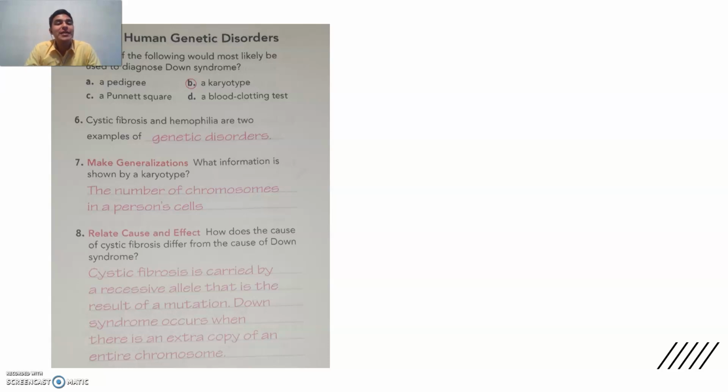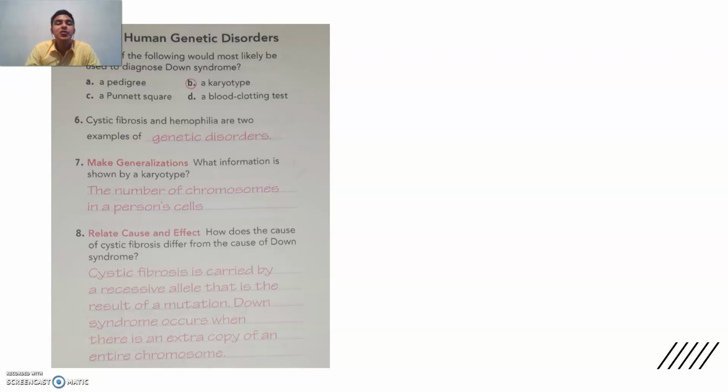Then we have question number 6. Cystic fibrosis and hemophilia are 2 examples of genetic disorders. Genetic disorders are modifications or changes in the DNA of a person. Then number 7, make generalizations.